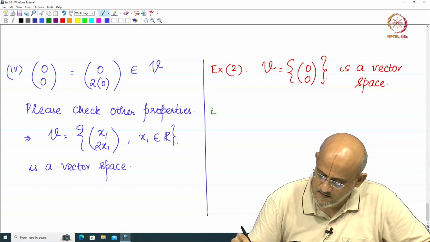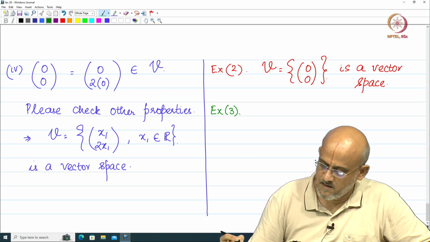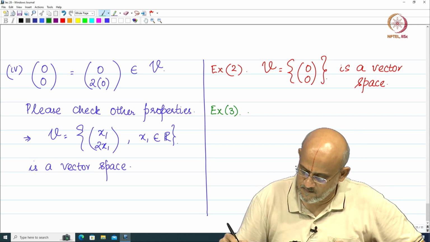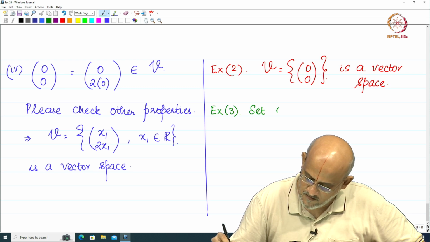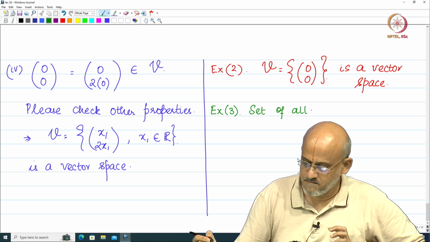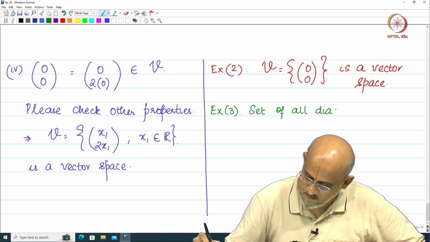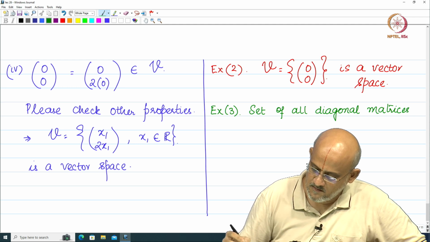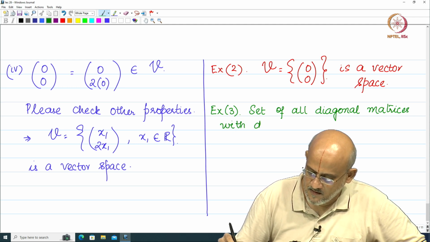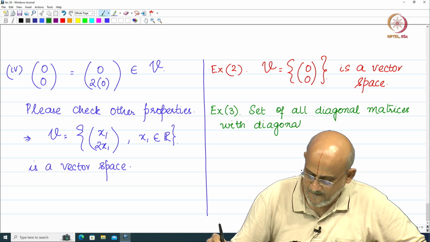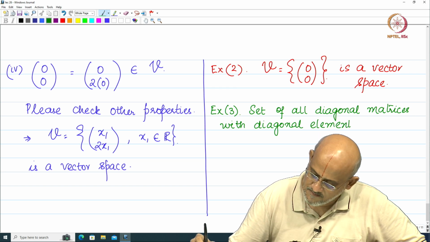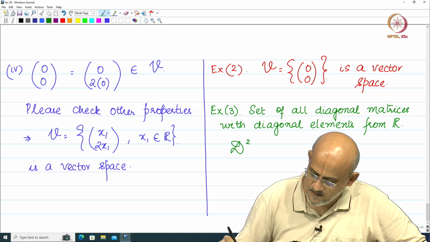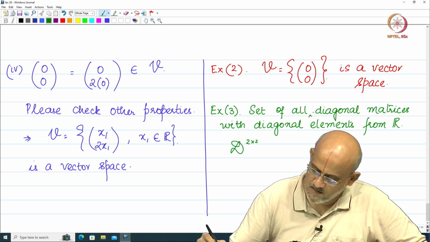Example 3. What we are going to do is look at this example 3, the set of all diagonal matrices with diagonal elements from R. Let me call this set D, the set of 2 by 2 diagonal matrices.